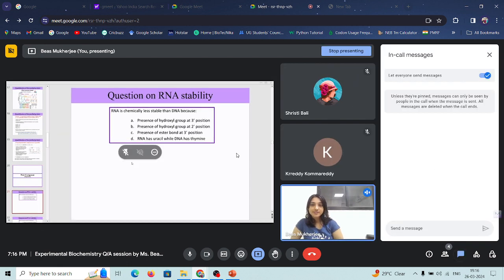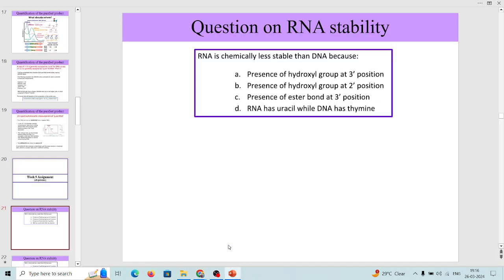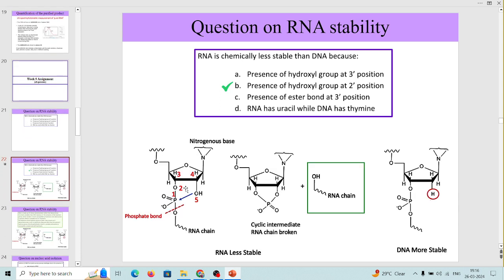So the first option is presence of hydroxyl group at the third position. Second is presence of hydroxyl group at the second position. Third is presence of ester bond at third, and fourth is uracil: RNA has uracil while DNA has thymine. Well, your right answer should be the presence of hydroxyl group in the second position.